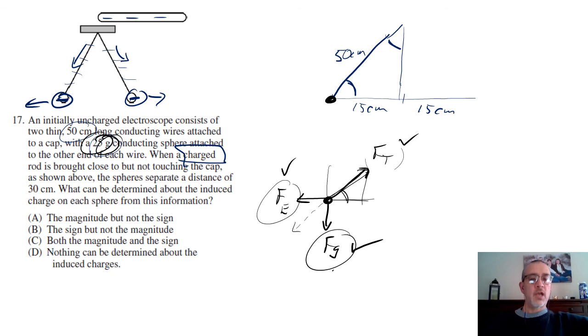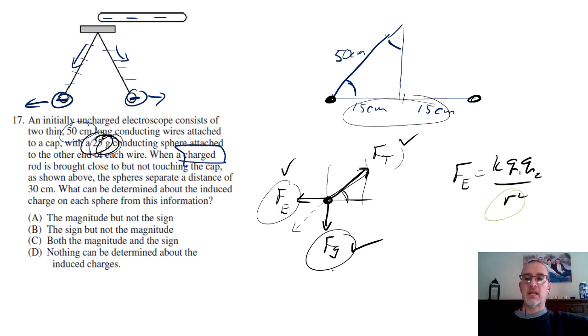So the question is, what can be determined about the induced charge on each sphere? Well, if I know the force electric and I know the distance between the two spheres is a total of 30 centimeters, then I can calculate the magnitude of the charge, because that electric force is going to be K Q1 Q2 divided by R squared. And I know the radius, and I know Coulomb's constant, and I know the force electric. That means that I can figure out the charges. So I definitely can figure out the magnitude of the charge.